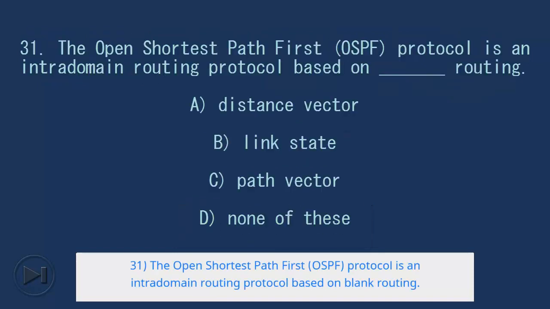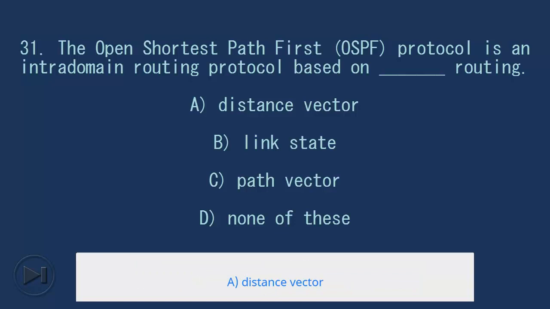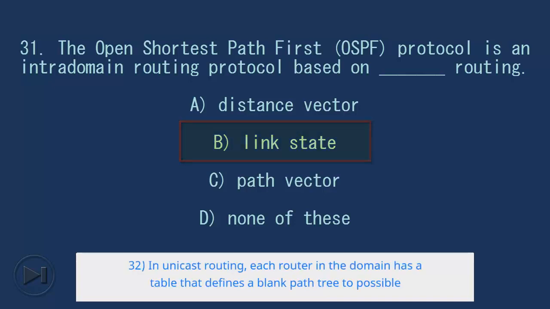31. The Open Shortest Path First, OSPF, protocol is an intradomain routing protocol based on blank routing. A. Distance vector. B. Link state. C. Path vector. D. None of these. Answer, B. Link state.